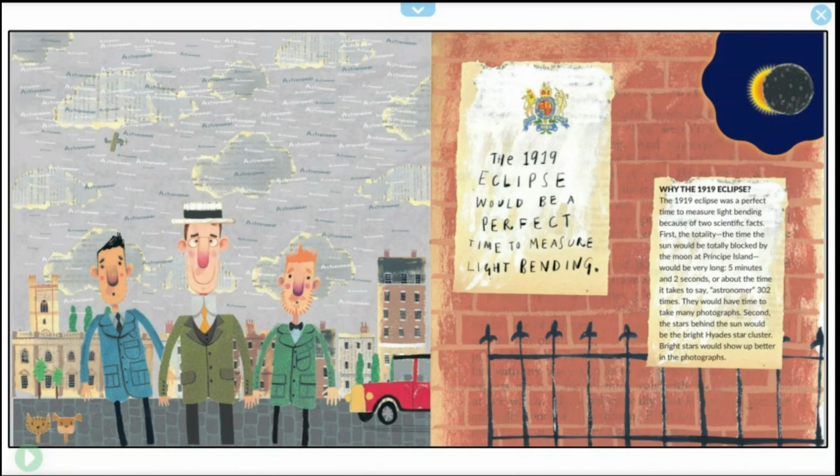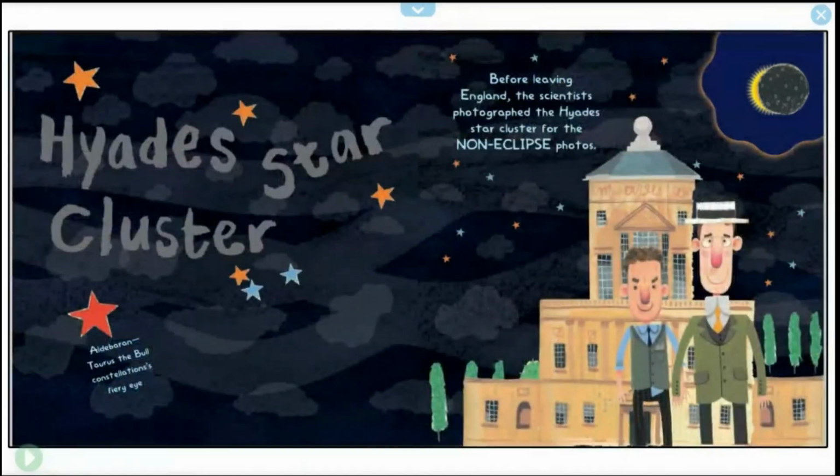Second, the stars behind the sun would be the bright Hyades star cluster. Bright stars would show up better in the photographs. Before leaving England, the scientists photographed the Hyades star cluster for the non-eclipse photos.